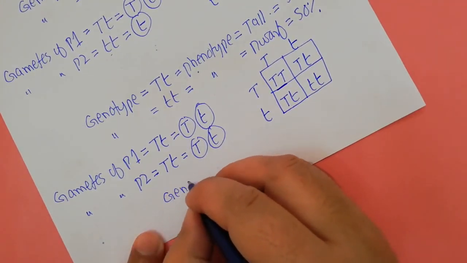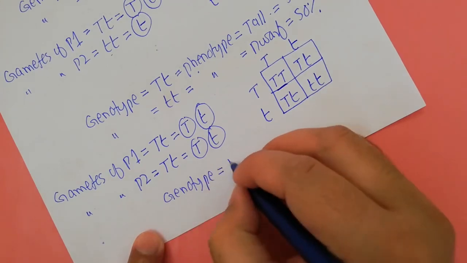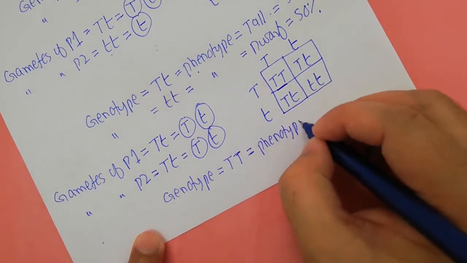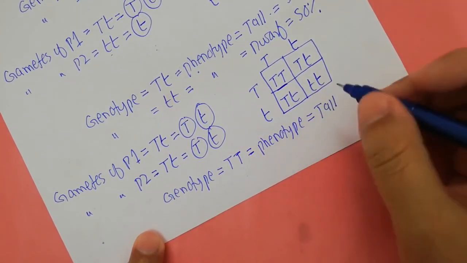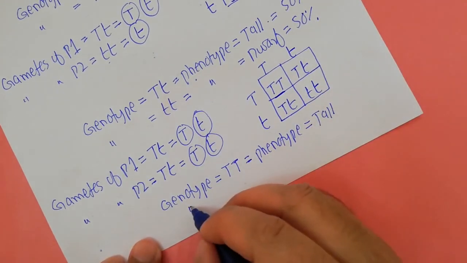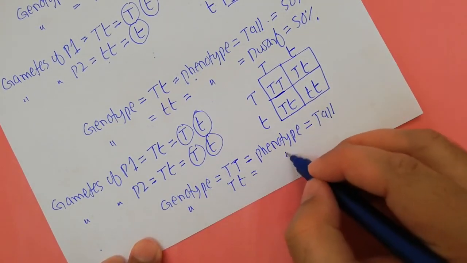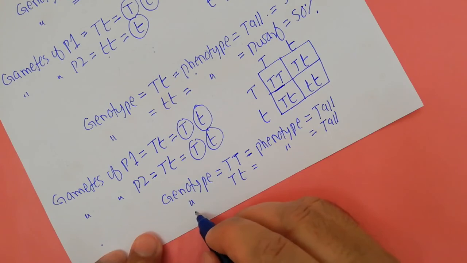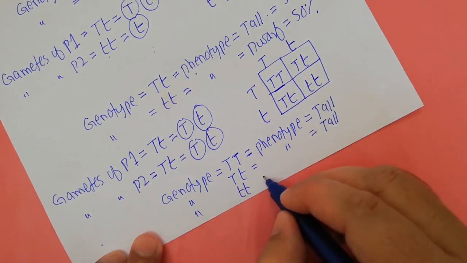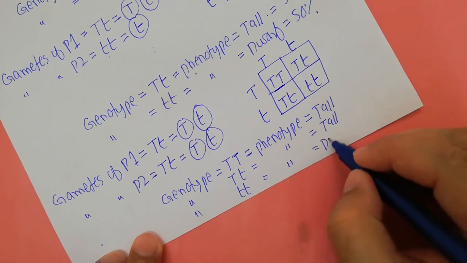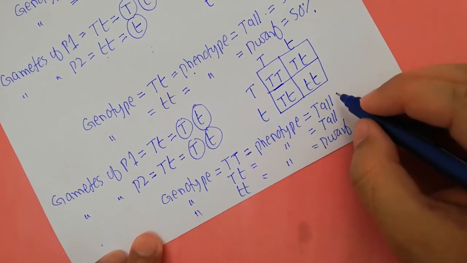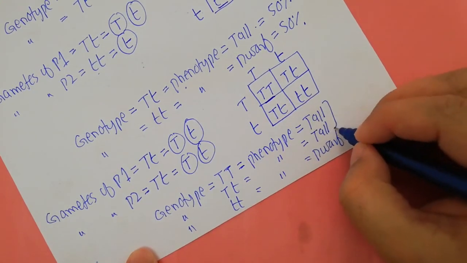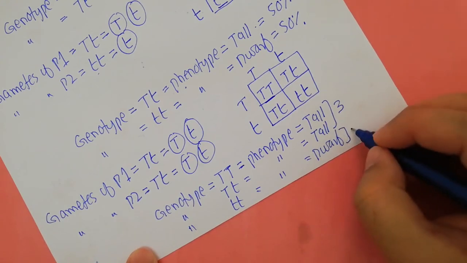Again, the genotype of the first kind of offspring you are getting is the capital T and the capital T, and of course the phenotype is going to be tall. If you talk about these two, the capital T and the small t, again the phenotype is going to be tall because the capital T is dominant over the small t. If you talk about the last one, the small t and the small t, of course the phenotype is going to be dwarf in nature. So you are getting this is tall, this is tall, this is tall. So you are getting 3 tall and 1 dwarf.